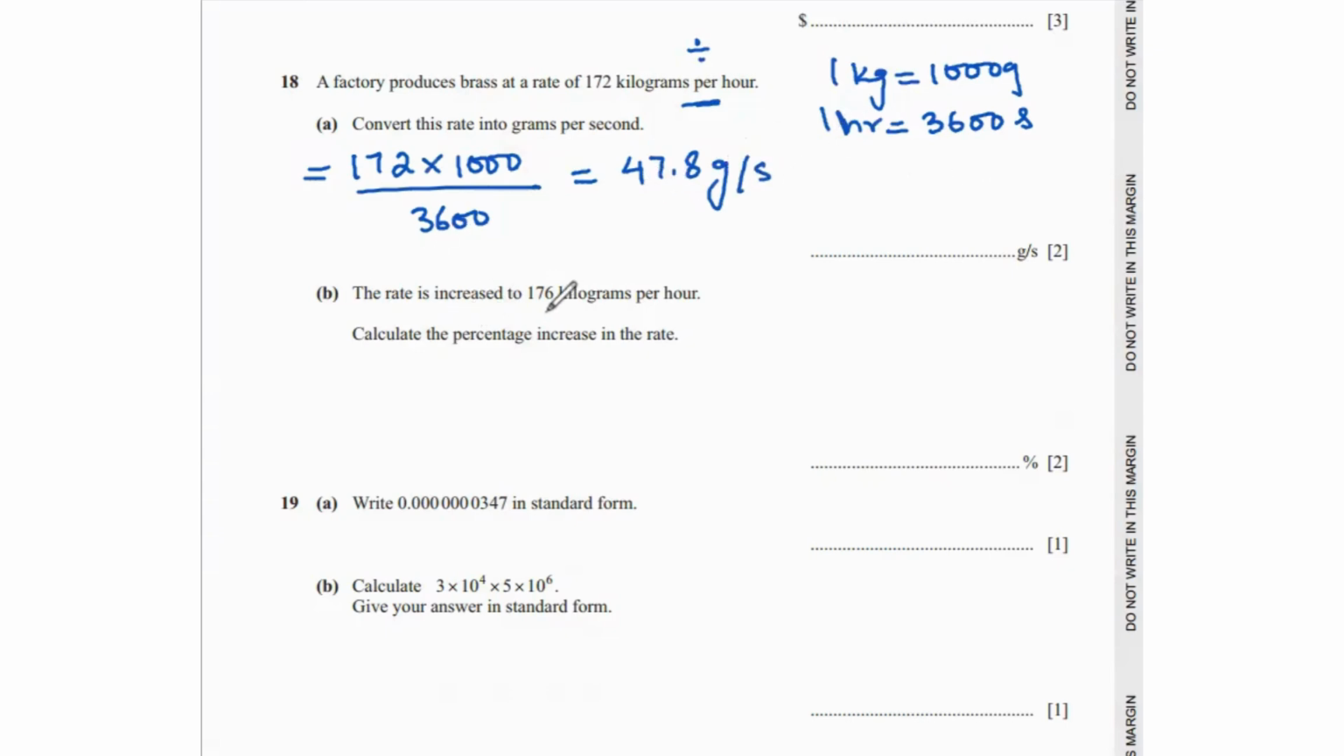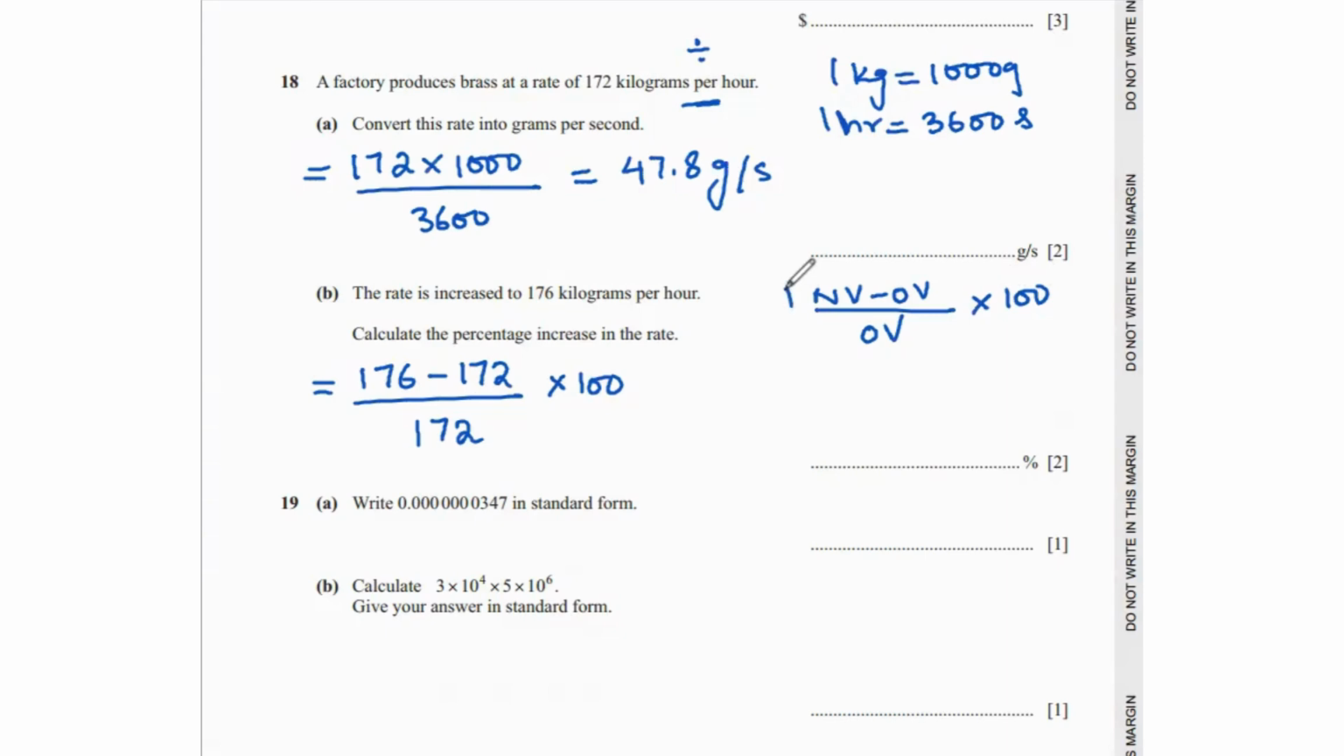Then the rate is increased to 176 kilograms per hour. Calculate the percentage increase. So for that, we subtract the new value and the old value, and then divide by the old value, and then times the fraction by 100. So 176 minus 172 divided by 172 times 100. Once again, new value minus old value divided by old value times 100. This is the formula that we're following. So that's going to give us 2.33%.